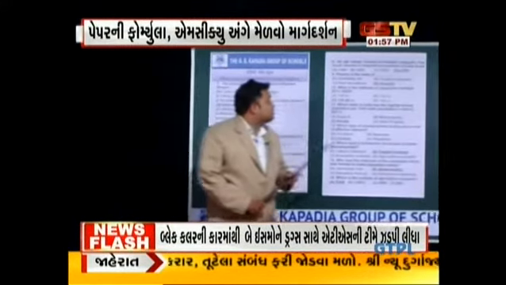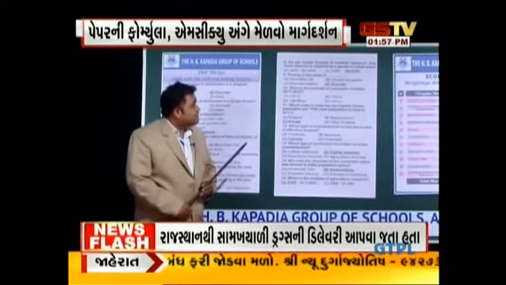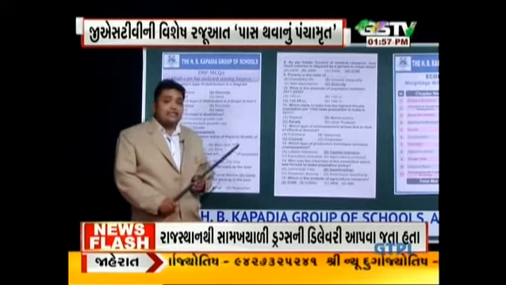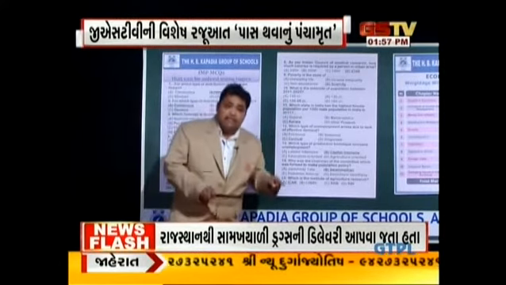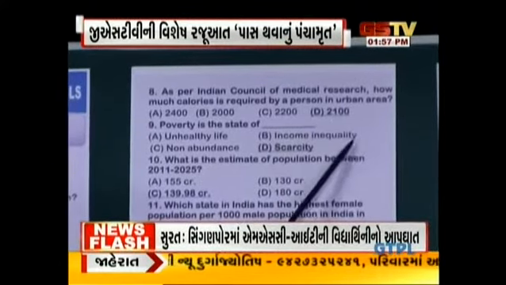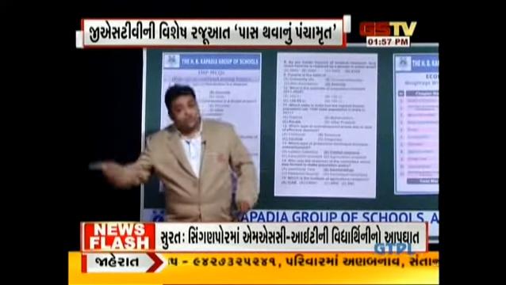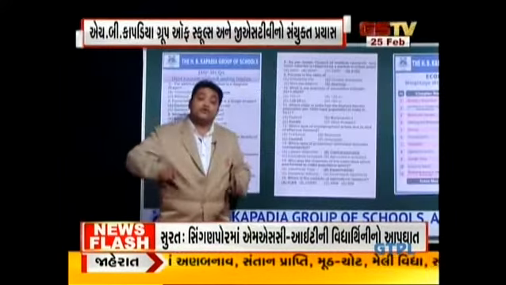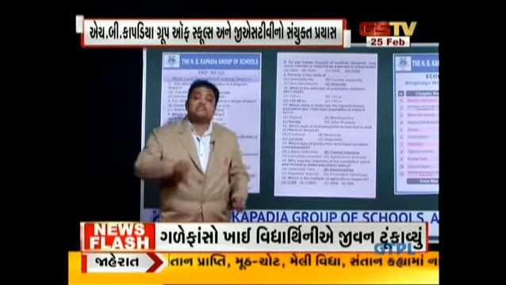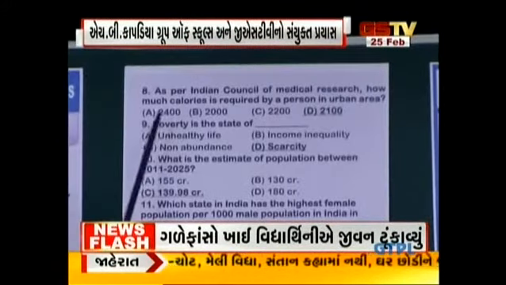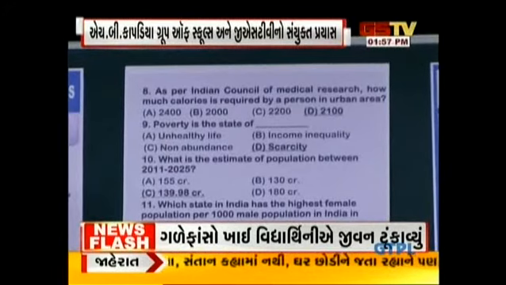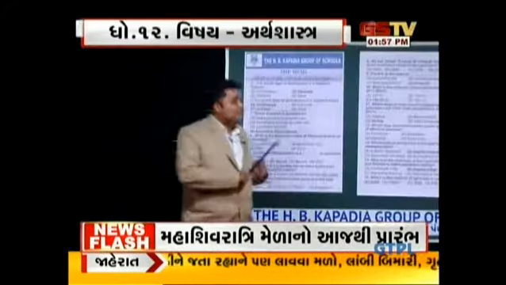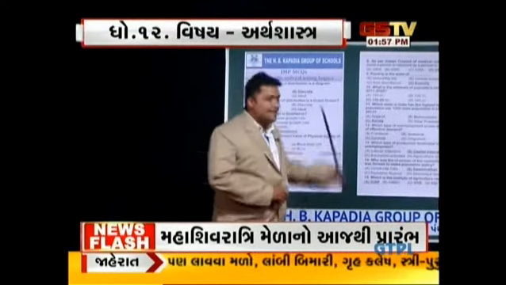The next is question number 8. As per the Indian Council of Medical Research, how many calories are required by a person in an urban area? When they are talking about an urban area, the answer is 2100. If they are talking about a rural area, the answer is 2400 because in a rural area you need to work hard. There is more physical work, so the answer is 2400 for rural areas, and for urban areas it would be 2100.